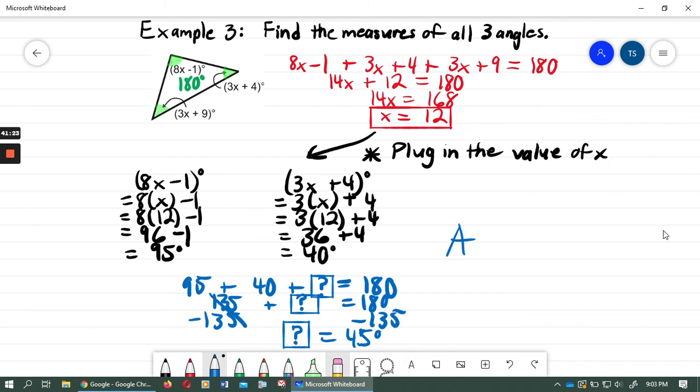That's all I'm trying to say, y'all. You know what I'm saying? That's all three of our angle measurements right there. All three angles. That's all I'm saying.